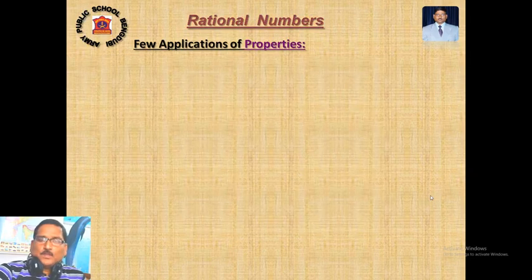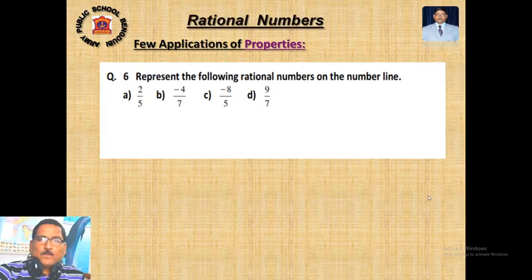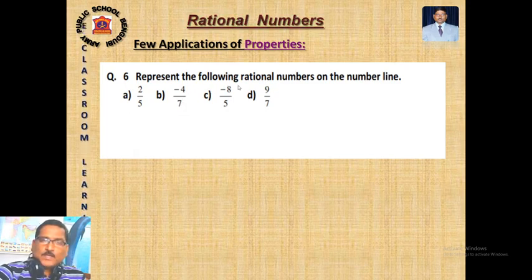Okay, clear? Now represent the rational numbers on the number line: 2 by 5, minus 4 by 7, minus 8 by 5, 9 by 7.